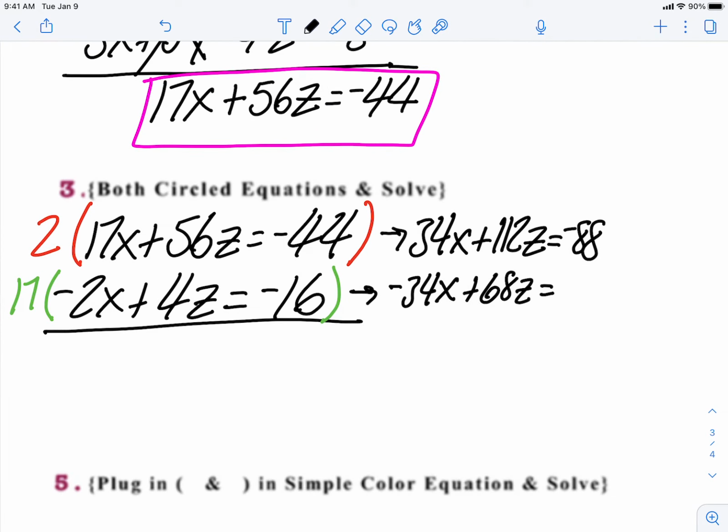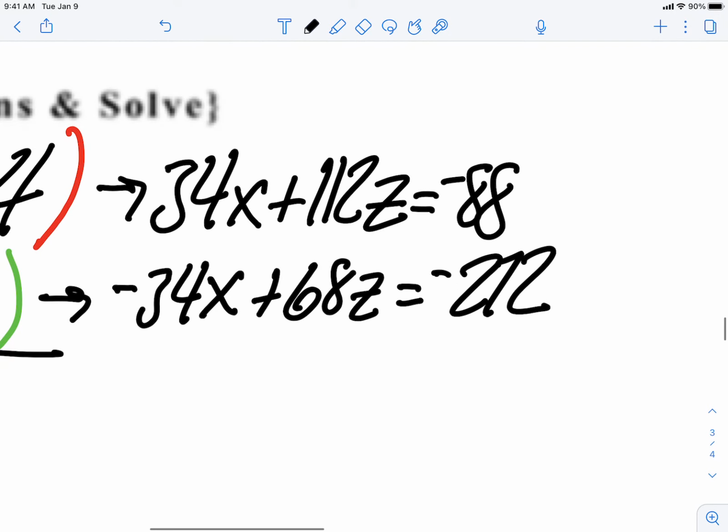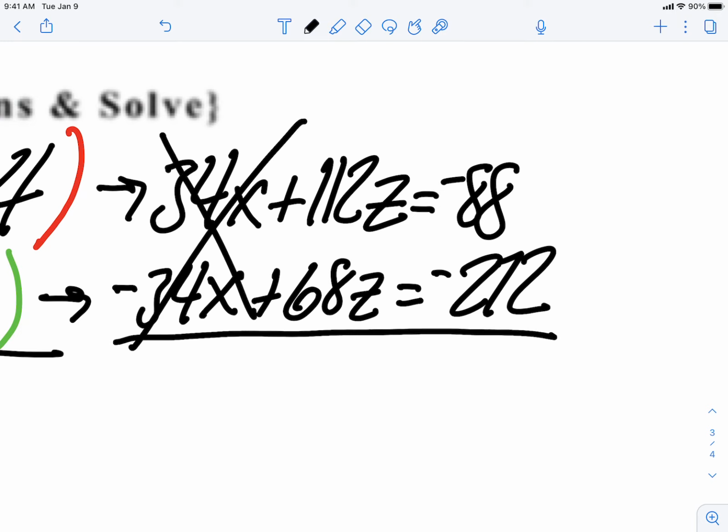And 17 times 16, let me get my calculator here. 17 times 16 is 272, negative 272. And this, kiddos, does what my goal was. Just like that.